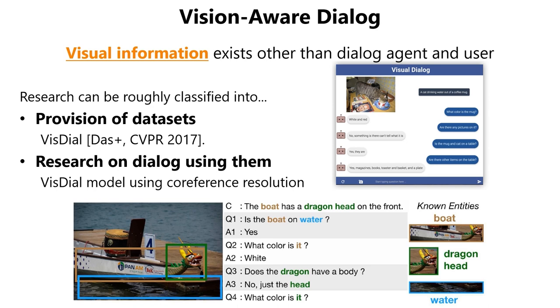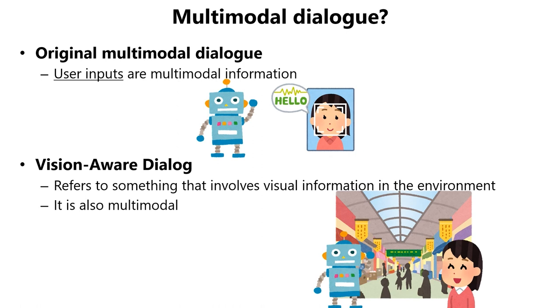As a glossary of terms, the term multimodal dialogue also comes up quite often. The original multimodal dialogues were those in which the user's own information, such as facial expressions and tone of voice, was acquired in a multimodal manner. What I'm talking about here is the use of images as a context other than user information. Recently, there are many cases where the same approach is called multimodal dialogue, but here I would like to call it vision-aware dialogue to distinguish it from original multimodal dialogue.